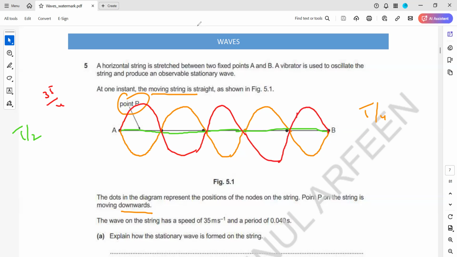And what is the position of the string after a complete cycle? It will be at this position. But because it is vibrating, it goes down, comes up towards the mean position, then goes up and comes down. These points are called anti-nodes, where we have maximum amplitude, and these points are nodes, where we have minimum amplitude. The position of the nodes and anti-nodes does not change throughout the vibration.